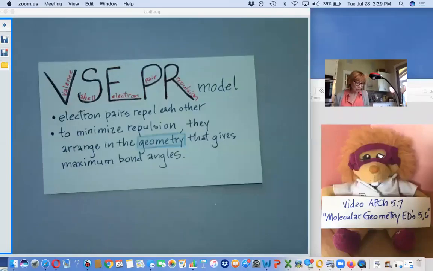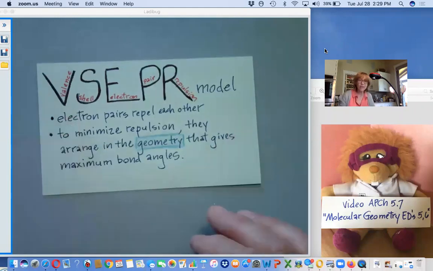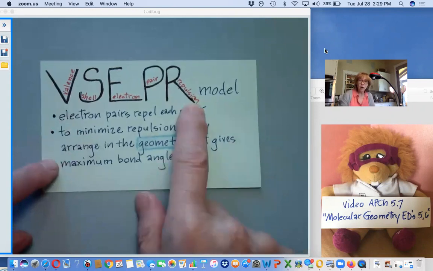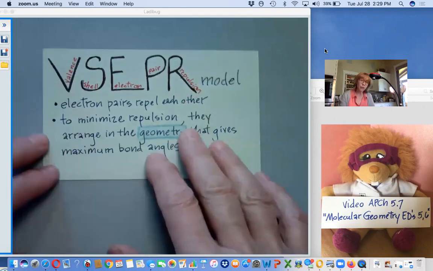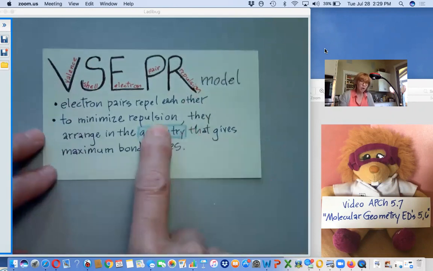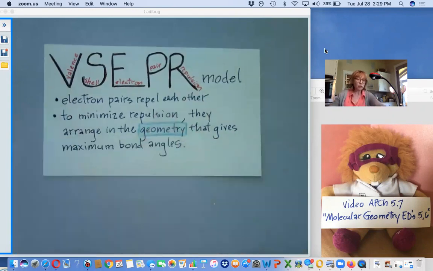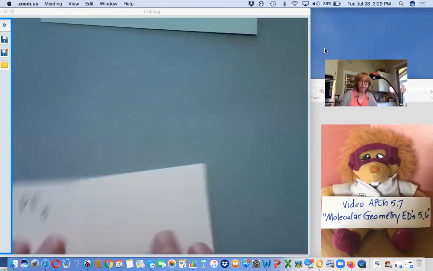Hey guys, welcome to the second video about molecular geometry. We're going to look at some slightly larger molecules today. The VSEPR model is still going to be the model that guides our thinking. So we're always going to try to minimize repulsion among electron pairs. So let's start with writing a Lewis electron dot diagram for PF5.